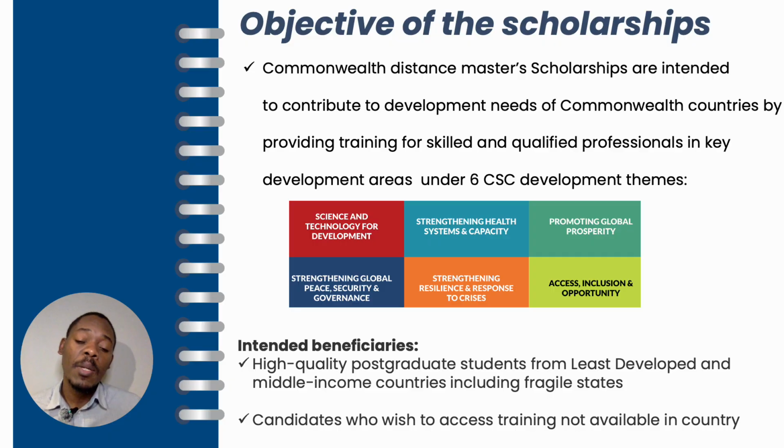And who are the intended beneficiaries? I've already mentioned. This one is intended for high quality postgraduate students like yourself. If you have a distinction, a merit, and to some extent a credit, then you should be able to get this scholarship. However, it is only meant for those who are coming from the Commonwealth countries which are considered to be least developed, or middle-income countries, or from fragile states. Those are the ones who are eligible.